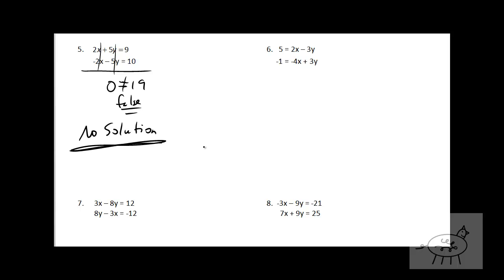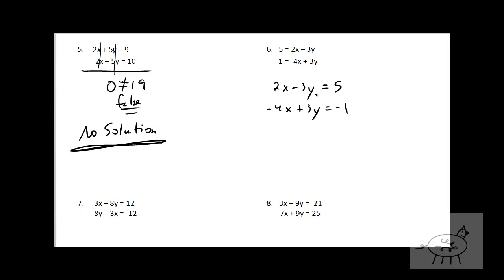Okay, pretty easy. Alright, the next one, again, I kind of prefer having the x's and the y's on the left-hand side and the numbers on the right. So I'm just literally, I don't need to add and subtract. I'm literally going to rewrite the top equation as 2x minus 3y equals 5, and then negative 4x plus 3y equals negative 1.